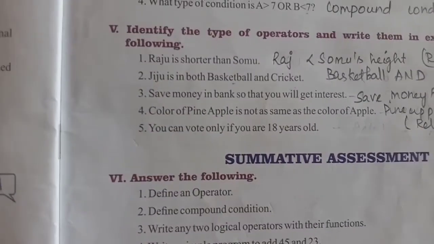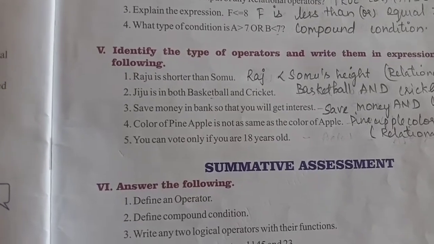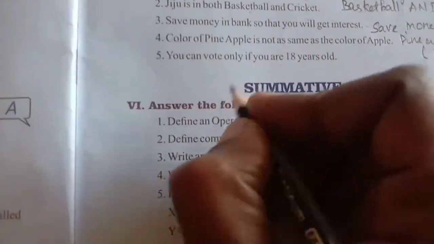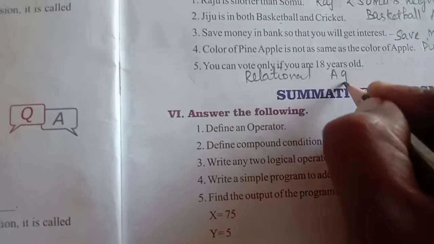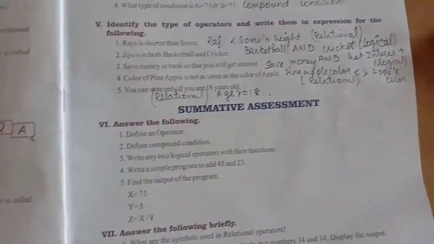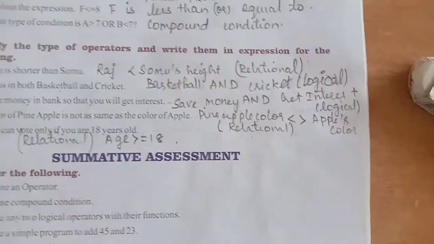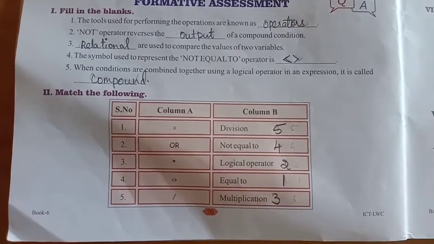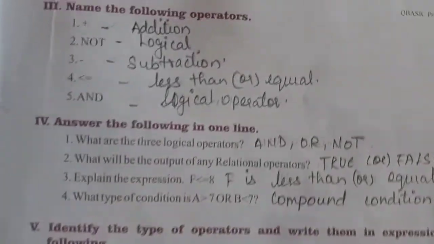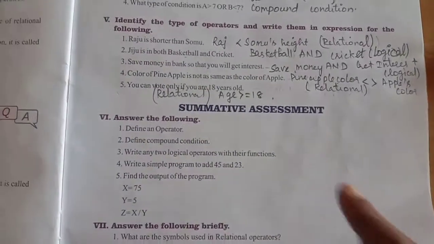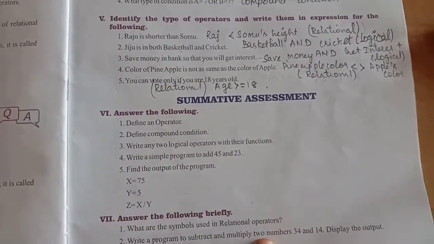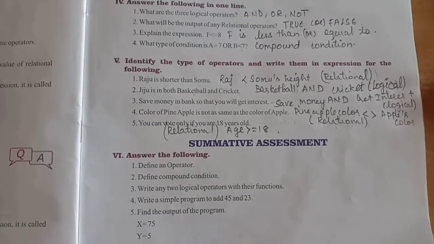Next, you can vote only if your age is 18 years. Okay. So this is also a relational operator. Condition is age greater than or equal to 18. Okay. First is relational, second is logical, third also logical, fourth is relational, fifth is relational. I request everyone to copy the same in your textbook. This classwork part I'll send in the form of PDF in UDO. You can refer to the UDO for writing this chapter.